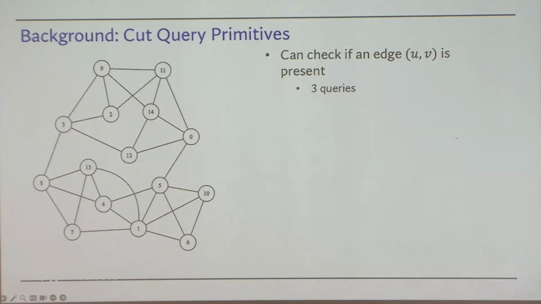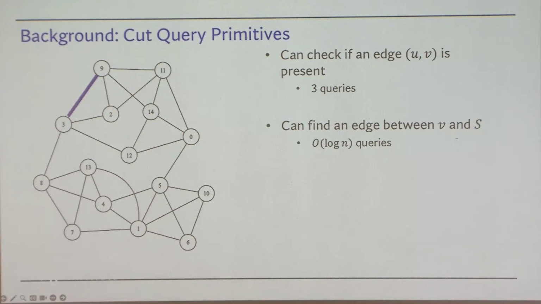So what can we do with cut query? You can check an edge UV is present with just 3 cut queries. This sort of shows that cut query is at least as powerful as edge query. So if you want to check whether this edge is present, you're going to make a cut of u, a cut of v, and a cut of everything other than u and v, and do some subtraction. You get to know this.